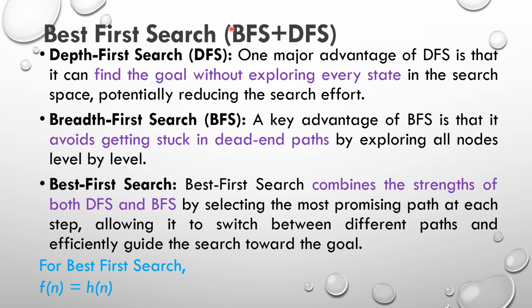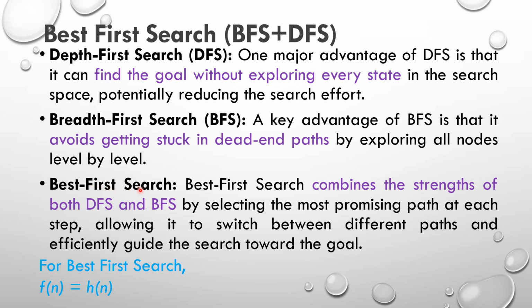These two algorithms are under uninformed search. Depth first search algorithm, the major advantage in the DFS algorithm is that it finds the goal without exploring every state in the search space, potentially reducing the search effort. And breadth first search, the key advantage of breadth first search algorithm is that it avoids getting stuck in the dead end path by exploring all nodes level by level.